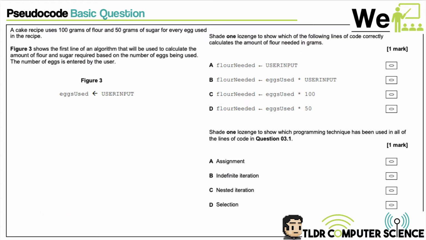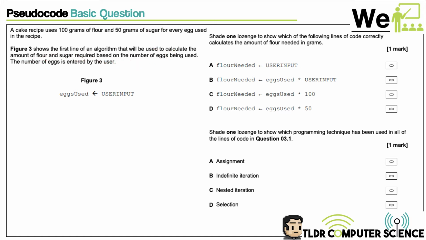Okay, continuing on, another basic question, mainly looking at things like inputs, outputs, assigning a variable, sometimes with selection if statements, those sort of problems. Let's have a look at this one here. A cake recipe uses 100 grams of flour and 50 grams of sugar for every egg used in the recipe. Figure 3 shows the first line of an algorithm that will be used to calculate the amount of flour and sugar required based on the number of eggs.